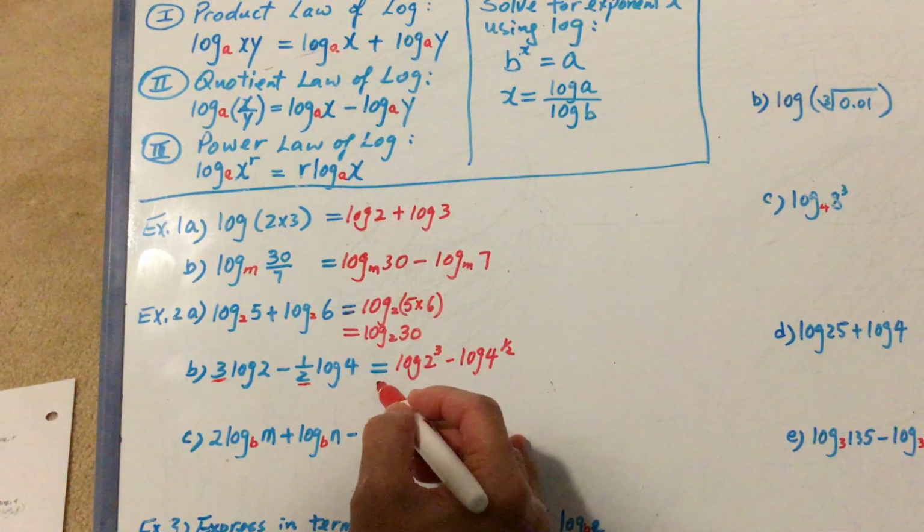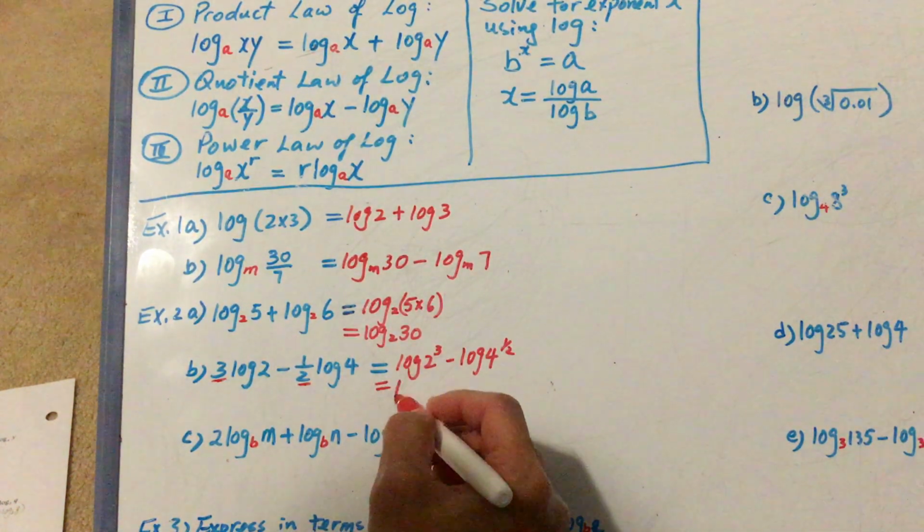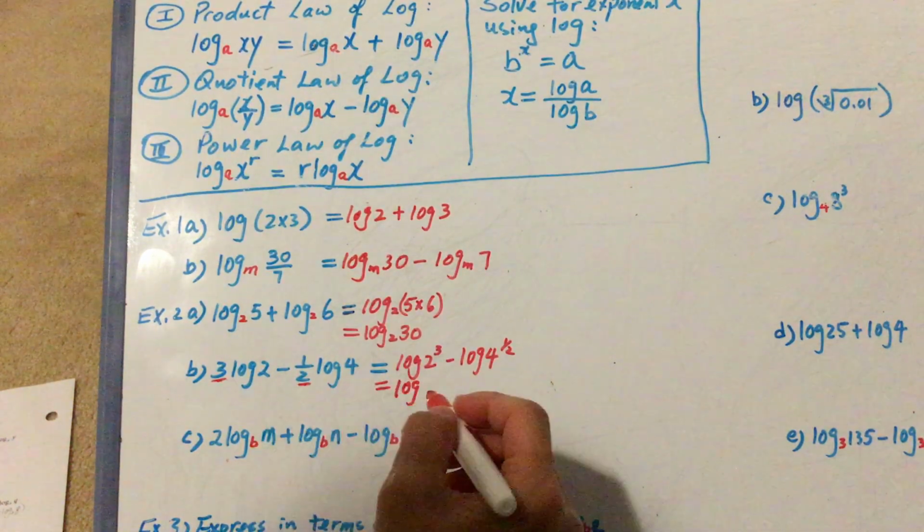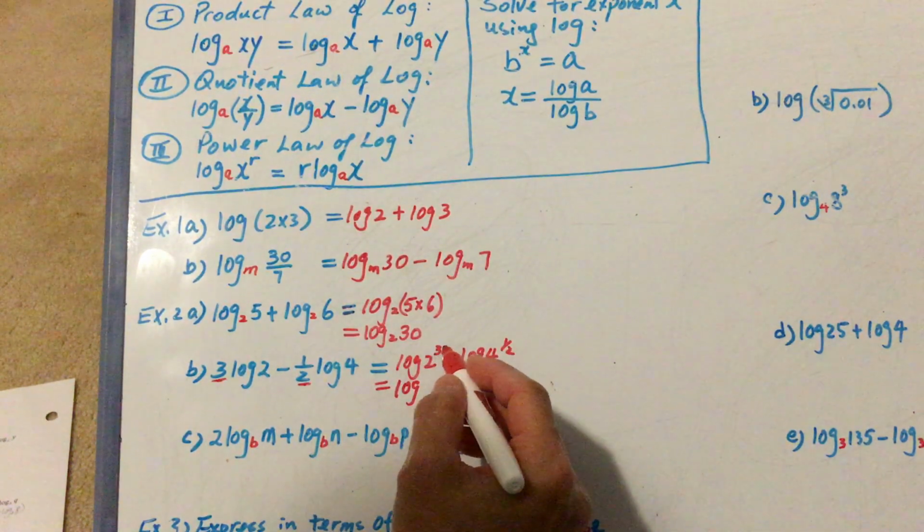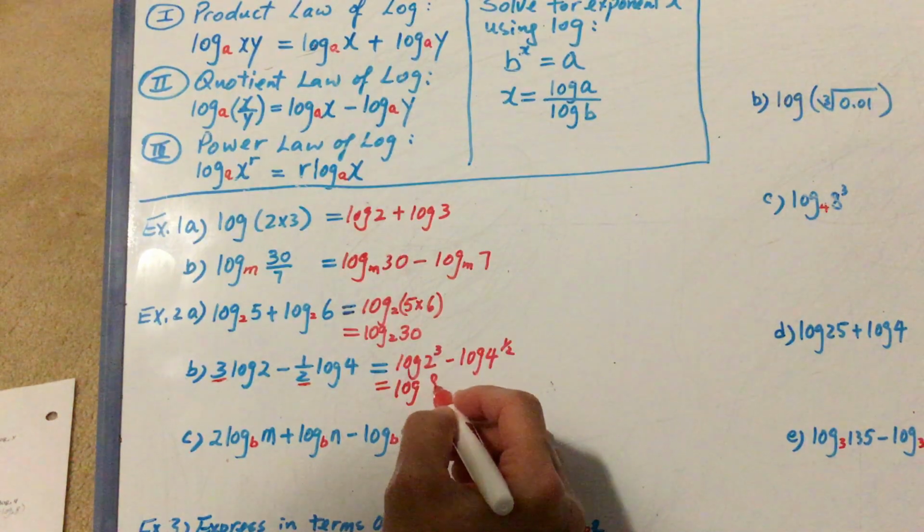So now I have log, the base is going to be 10, but this 2 to the power of 3 will give me 8.